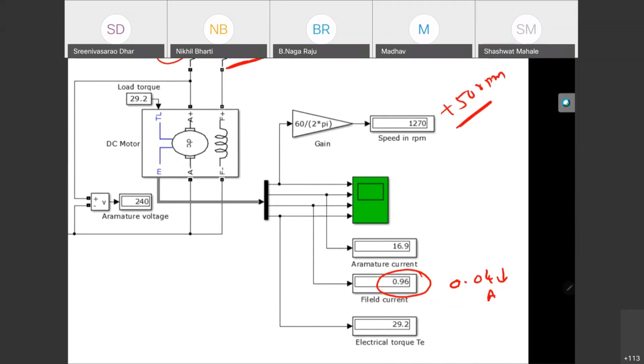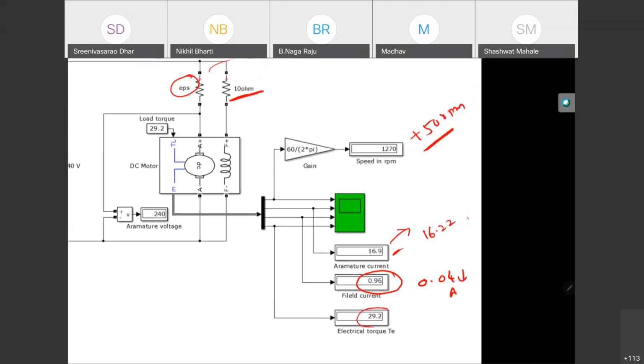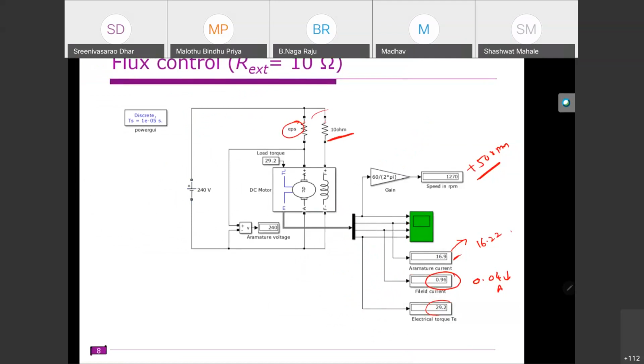Now the speed is supposed to be 1220, it is increased by plus 50 RPM. Right? Speed is increased by plus 50 RPM. And if you notice, the torque remains the same, but the difference is the armature current increased. Earlier it was 16.22, now it is increased to 16.9. Clear? This is because to accommodate the higher speed, it has to draw more current.